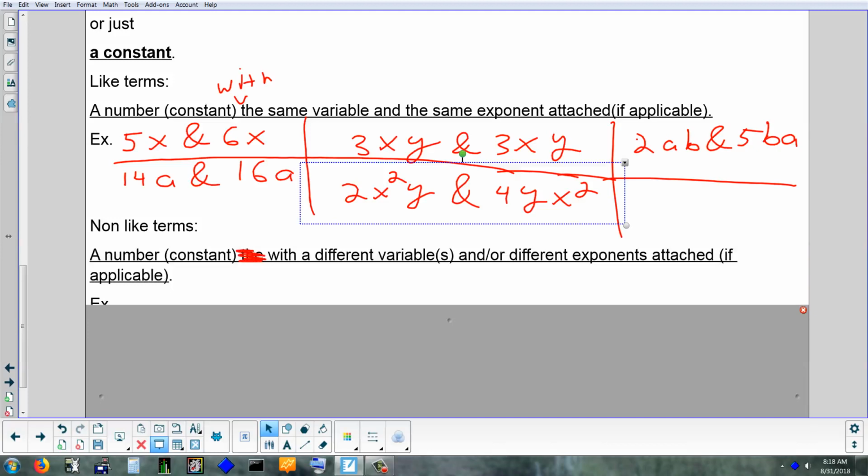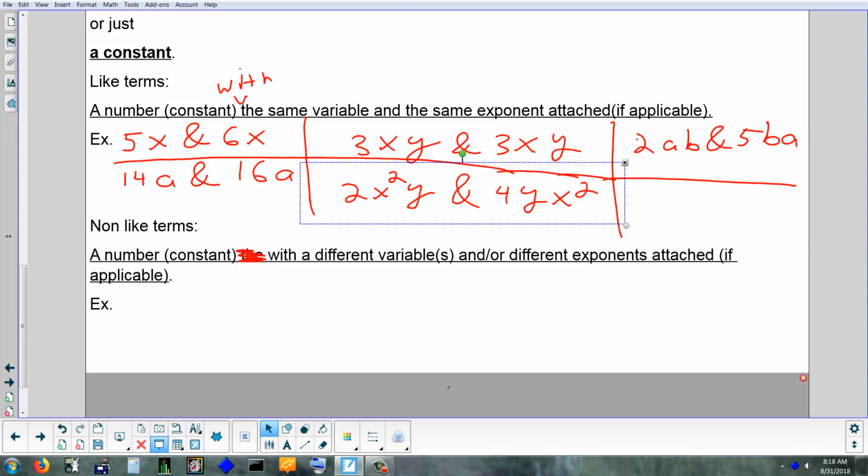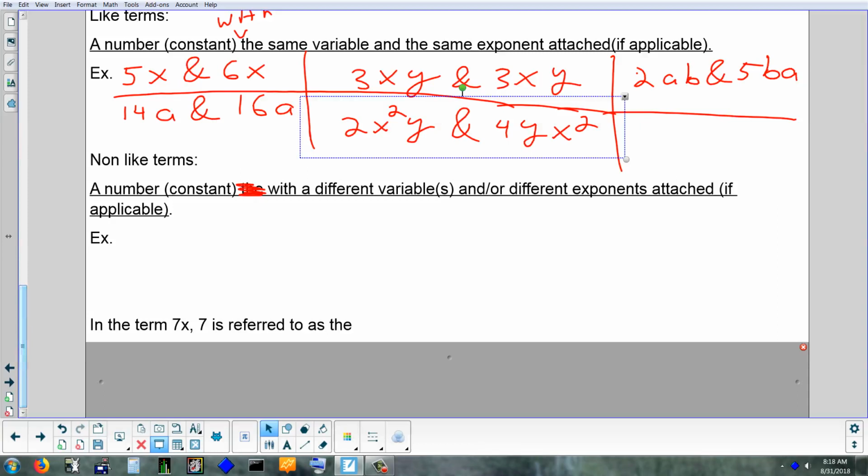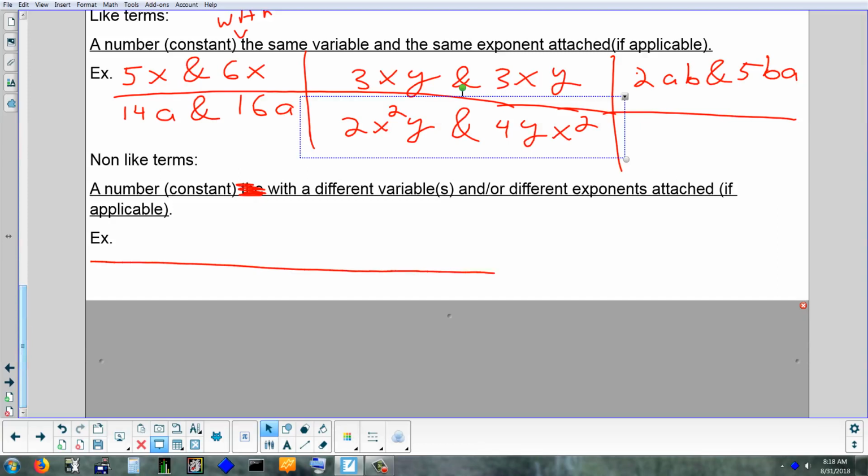A number, a constant with a different variable or different exponents. And again, you won't always have a variable with an exponent attached. Sometimes you do, that's why we wrote if applicable. You may have it, you may not.